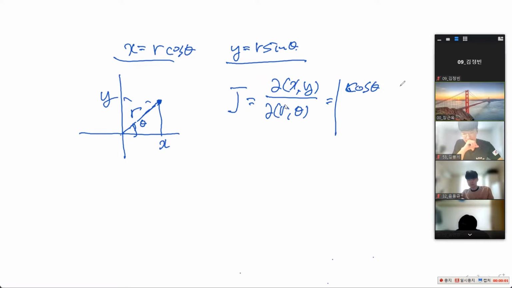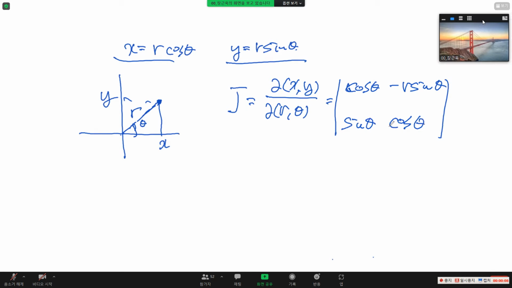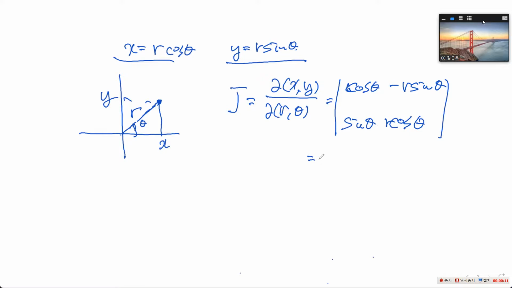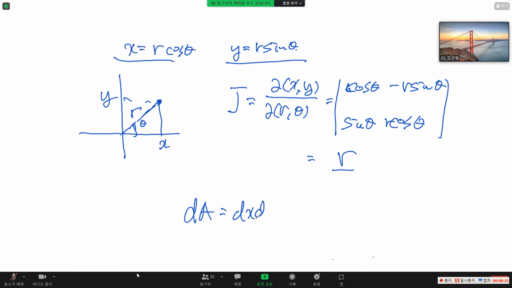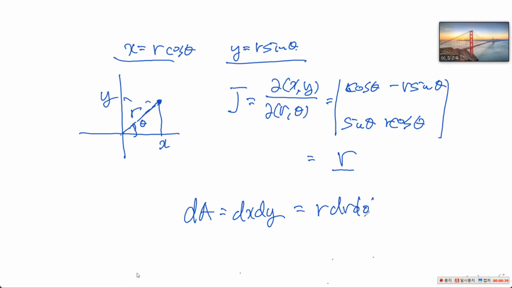cosine theta, minus r sine theta, sine theta, cosine theta, r. So the determinant is given by r. Since we calculated the determinant of the Jacobian matrix as r, we can write dA, which can be represented by dx dy or r dr d theta.